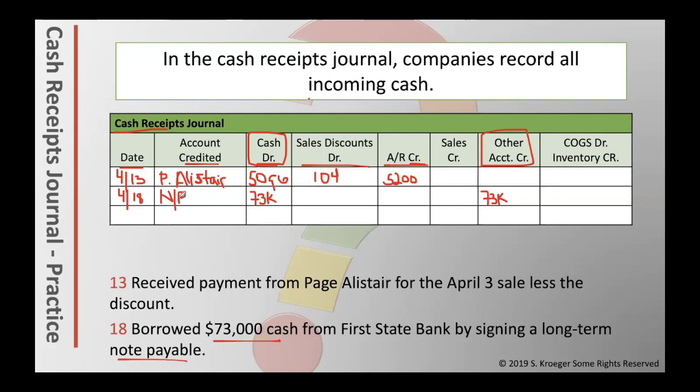Now that we're done, because there were only 2 transactions we had to do, we would add up all the columns and then post this to the ledger for these different accounts. Cash would be $78,096 when you add these 2 up.